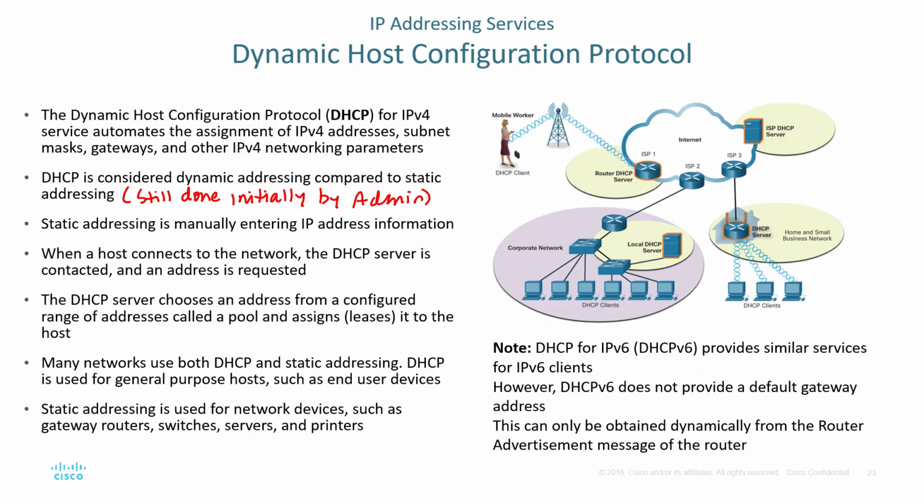Within DHCP for IPv6, it provides similar services for your IPv6 clients. However, it does not provide a default gateway address. This address can only be obtained dynamically again from the router advertisement, where in that advertisement, the router says to use its own address as your default gateway.